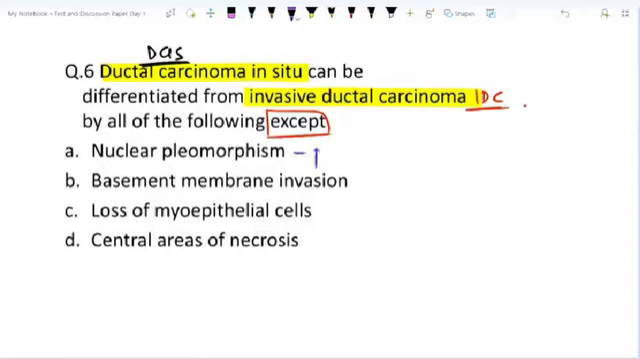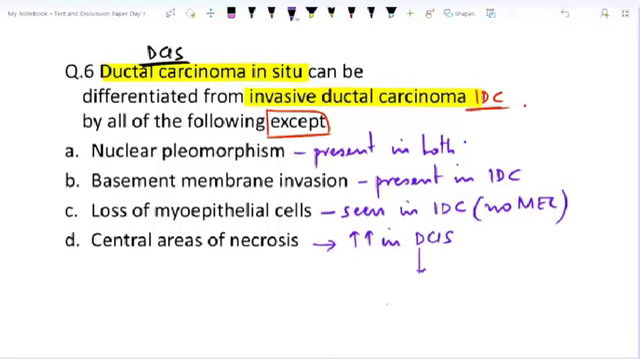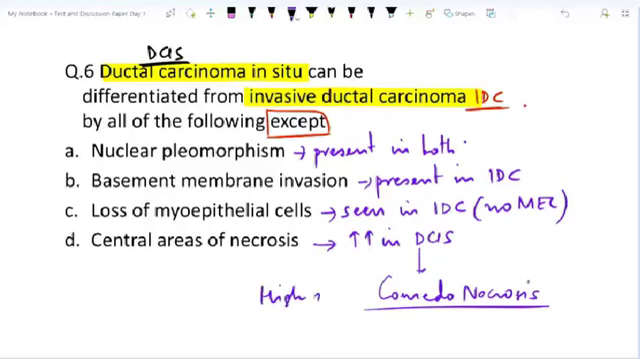Nuclear pleomorphism is present in both. Basement membrane invasion is present only in IDC. That's how I know it is not in situ anymore. Loss of myoepithelial cells is seen in IDC. That means no myoepithelial cells in IDC. Central areas of necrosis are more seen in DCIS, and here when we see it centrally we call it comedonecrosis. It is also seen in IDC, but comedonecrosis is a very characteristic pattern. It's seen in high grade DCIS.